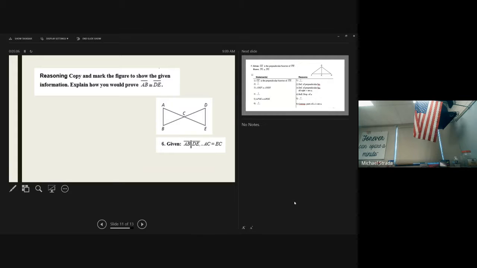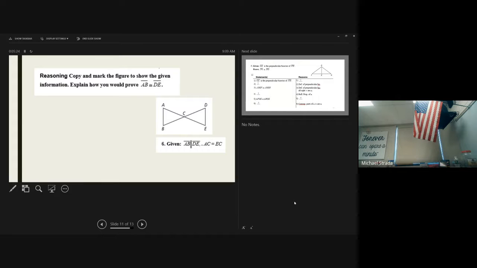Now you got choices. Choice 1 is what? Vertical angles if you like. Then the triangles will be congruent by what? Angle, side, angle. Or, here's the other route you go.